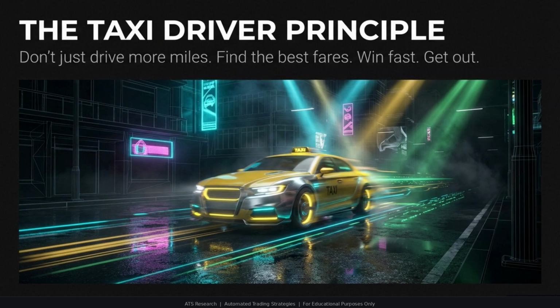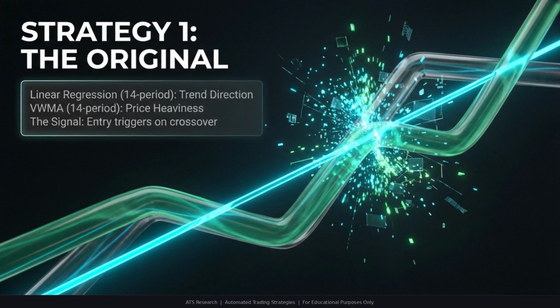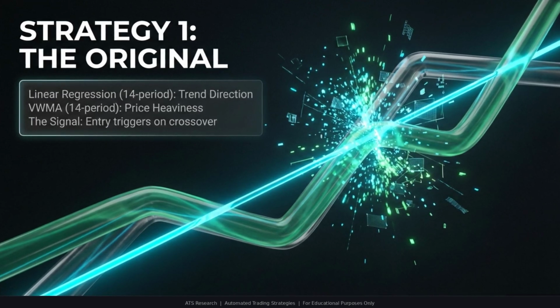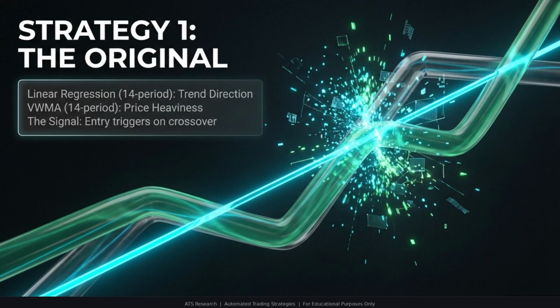So let's apply this to strategy 1. This was our first momentum strategy. I think it used a linear regression crossing a VWMA, right? That's it. Simple logic. The linear regression tells you the direction the train is moving, and the VWMA, the volume-weighted moving average, tells you the heaviness of the price. So when they cross, it signals momentum is shifting.